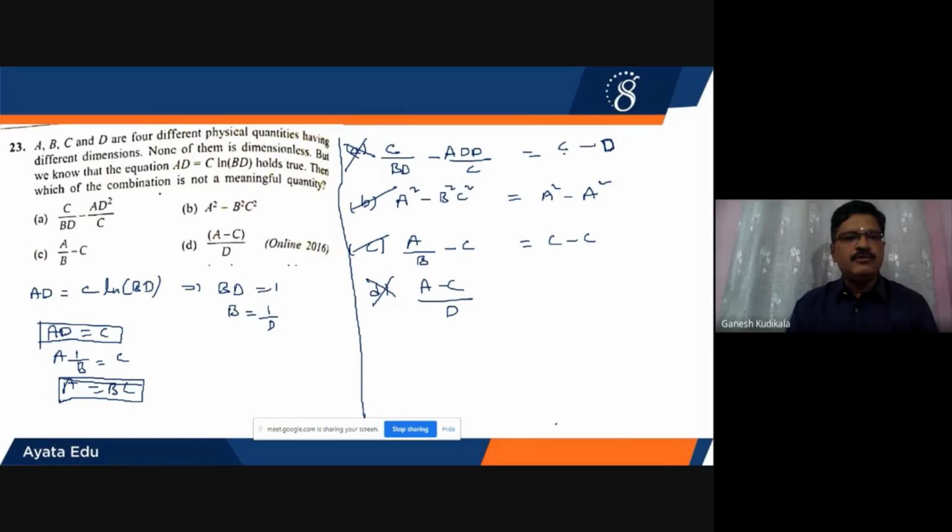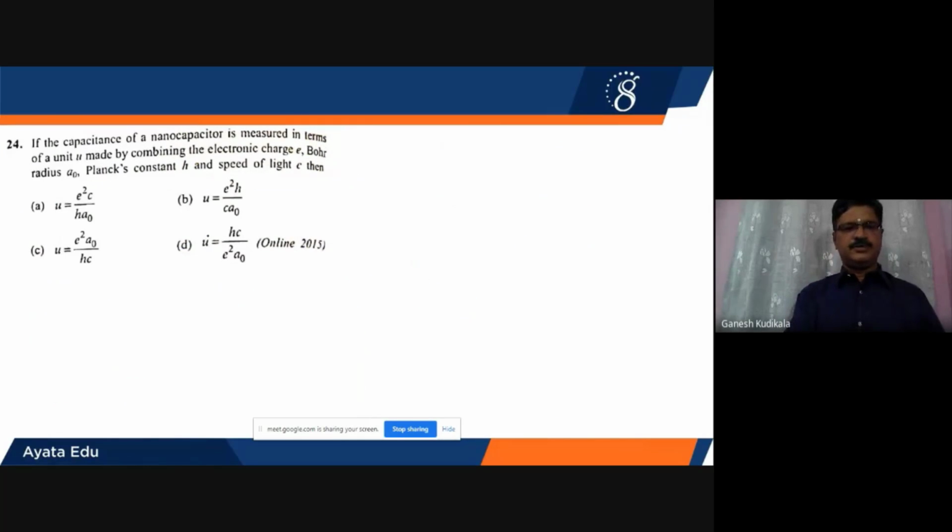He is asking which of the combinations is not meaningful. That is, the question is asking to find the wrong options. Therefore, A is wrong according to our analysis and even D is also wrong. Let's move on to the next question.